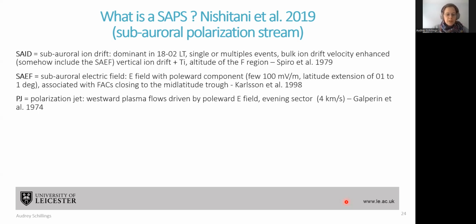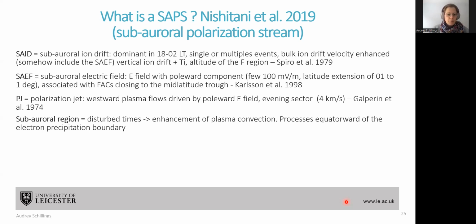So the polarization jets are westward plasma flows that are also driven by polar electric fields. So here comes the first confusion, when it's not that easy to tell the difference between the sub-auroral electric field and the polarization jet.